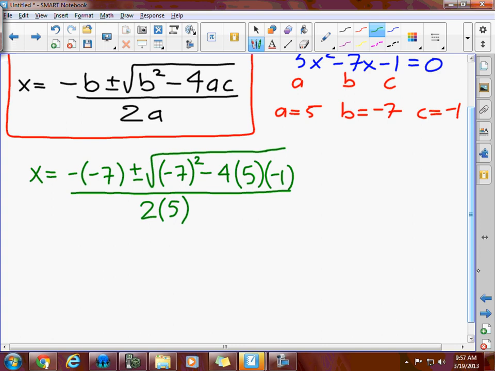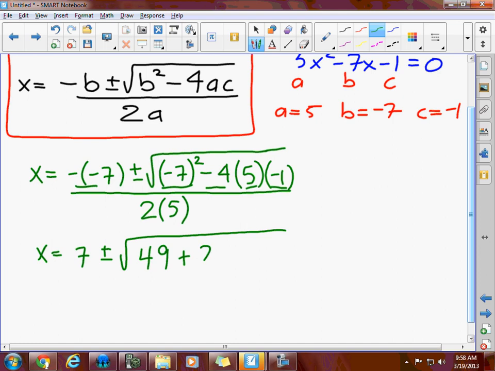Now we just got to start using our order of operations to simplify this equation. Well, right at the beginning, a negative 7 is just a positive 7. Plus or minus, now the radical staying, negative 7 squared is a positive 49. And now if I say negative 4 times 5 times negative 1, that gets me a positive 20. So that radical simplifies to 49 plus 20. And this is all over 2 times 5, which is 10.